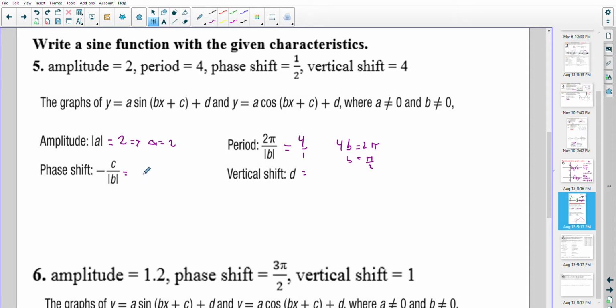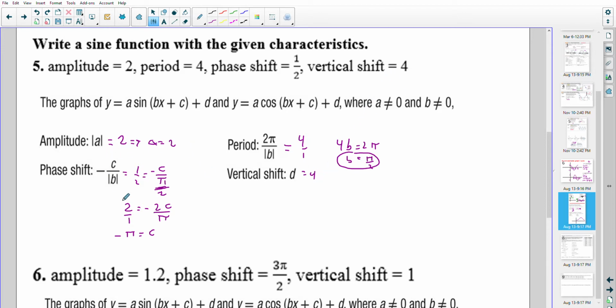Now that you know what your b is, you can determine what your c is. So the phase shift is equal to 1/2, and therefore your negative c over b, pi over 2, because I just got my b equals pi over 2, and I just substituted in for my b here. And so at this point I would cross multiply, so it's going to be 2 equals a negative 2c over pi. And when you solve for c, you end up with c is equal to a negative pi. The vertical shift is equal to 4.